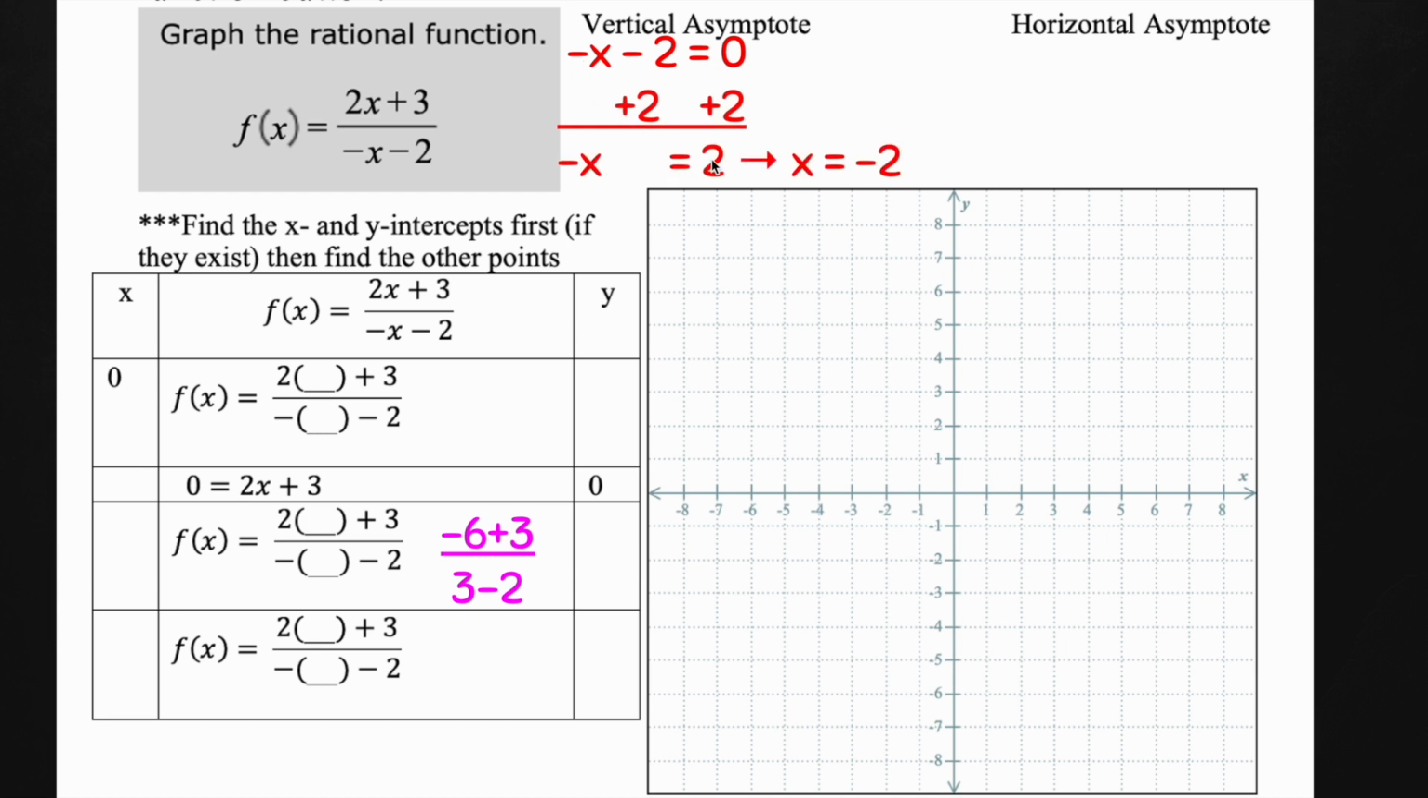I have negative x equals 2, but remember, I don't want to know what negative x is, so I'm going to move that negative to the other side, so I have x equals negative 2, and here is my first asymptote. So this is my vertical.